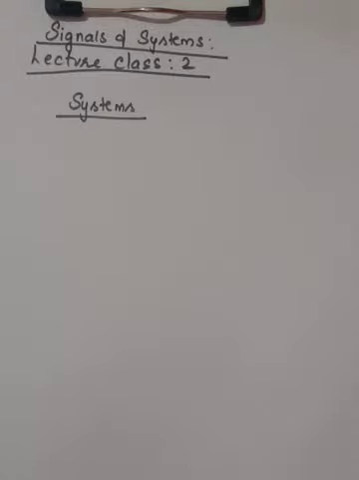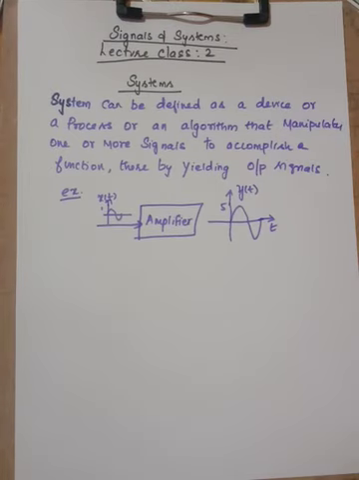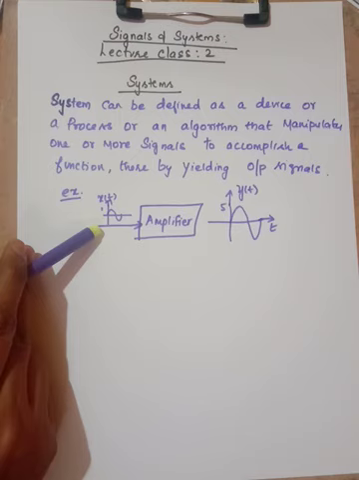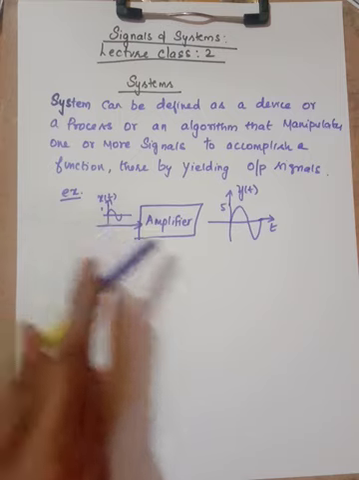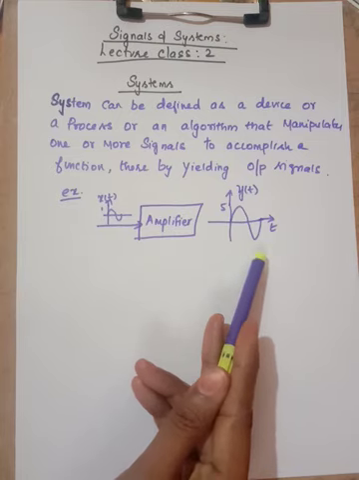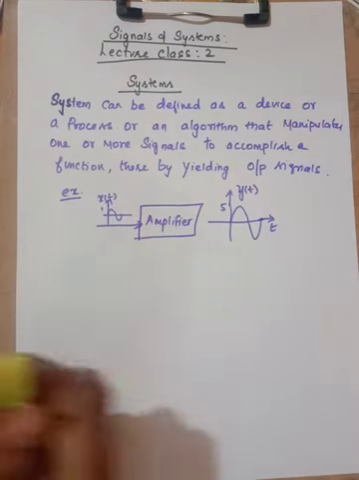The first thing we need to know is what a system is. A system can be defined as a device, a process, or an algorithm that manipulates one or more signals to accomplish a function, thereby yielding output signals. You have studied the amplifier, right? What is the functionality of the amplifier? If a low voltage is given at the input side, you get an amplified output.